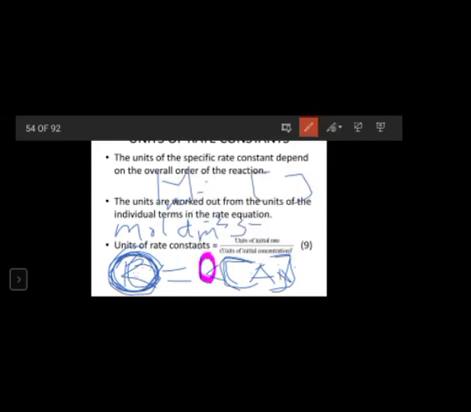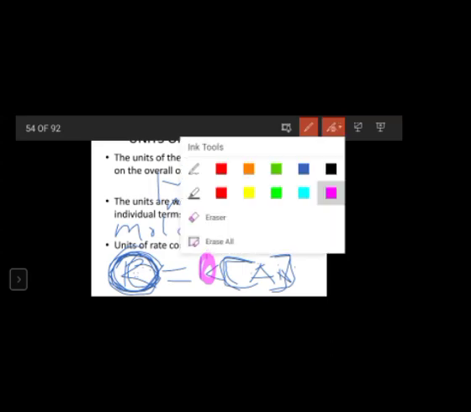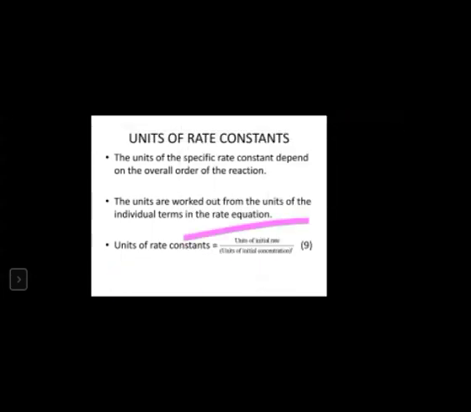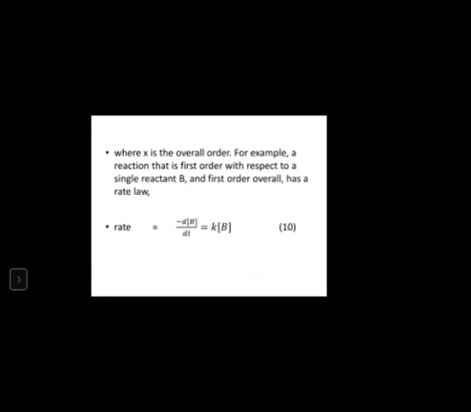So what are the units for this K? That is what we are looking for here. The units are worked out from the units of the individual terms in the rate equation. So you make that K. R is equal to K into A raised to power anything. Make this one the subject of the equation. And then substitute the mole per dm cube per second and mole per dm cube. And then you will get the units of the specific rate constant. Look at that. I'm going to take a particular reaction. And that is, look at that, B.